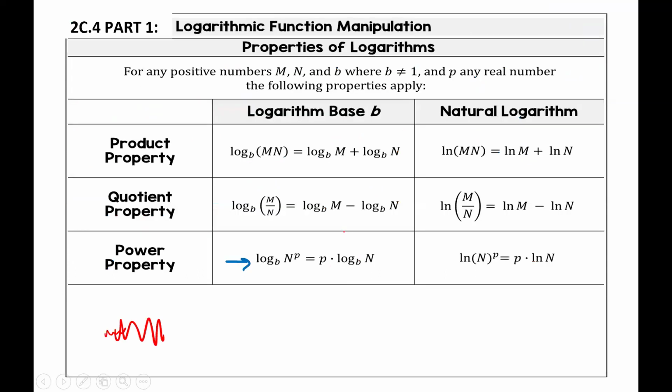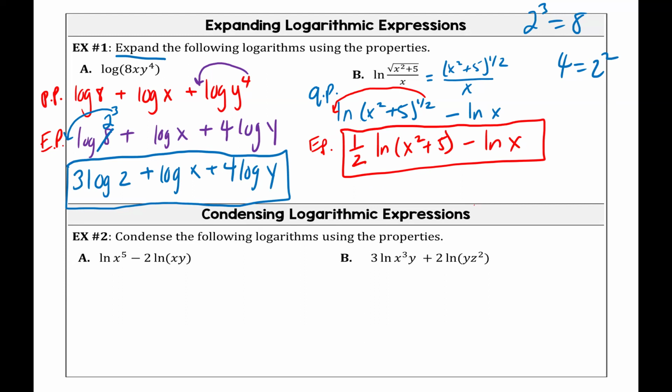The power property or exponential. Okay, so that is when you are expanding. Condensing is saying I want to combine these 2 logs or 3 logs into one single log. Okay, so yes. Division. The argument. And then there was an exponent. Yes.